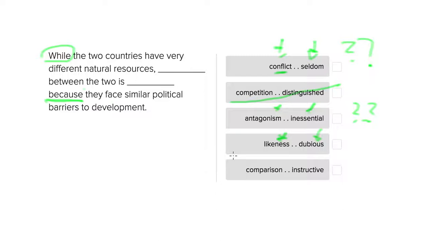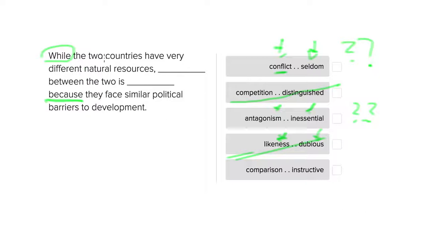And then the last option that we've got here is comparison and instructive. While the two countries have very different natural resources, comparison between the two is instructive because they face similar political barriers to development. Whoa, that is laggy. So this one makes sense.